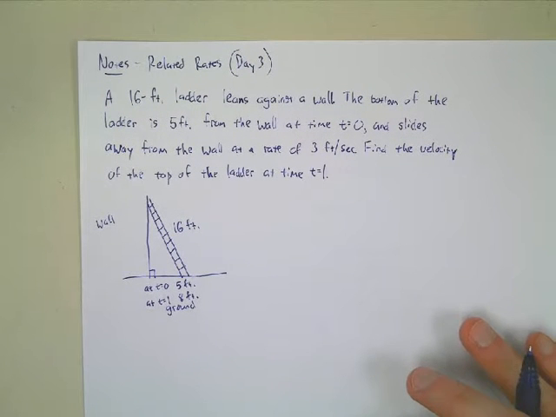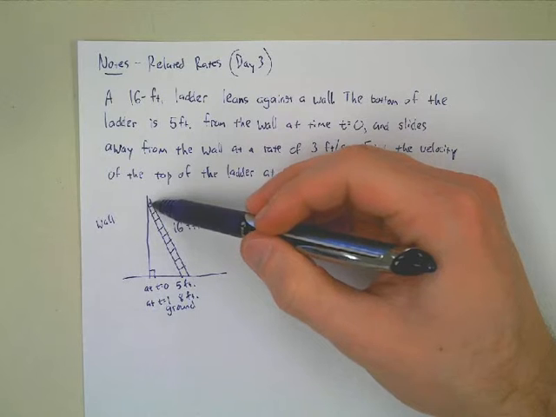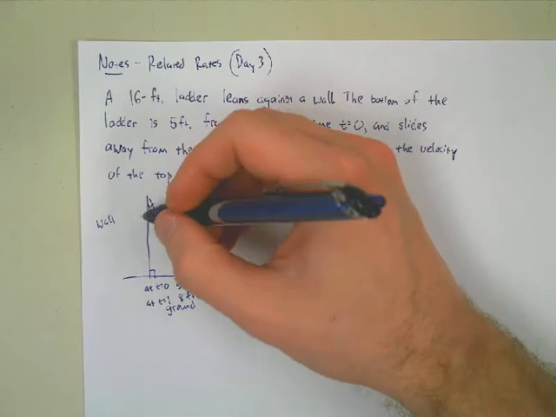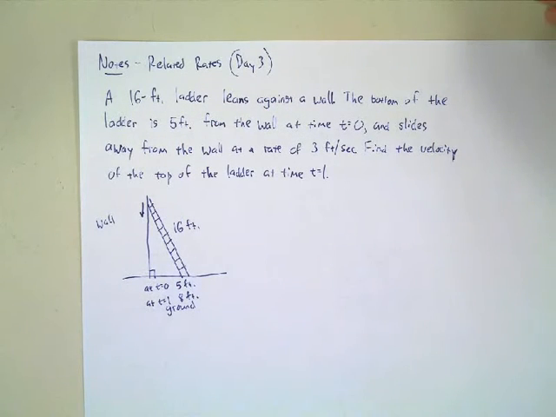Now we want to find the velocity of the top of the ladder. So here's the top of the ladder. What's going to happen to the top of the ladder? Yeah, it's going to go down. So we want to find the rate at which the top of the ladder is going down. Could we use the angles? What we could do is another mock-up of the ladder 8 feet from the wall, and then okay.